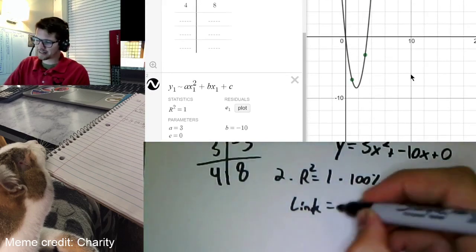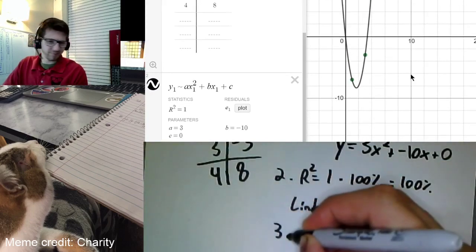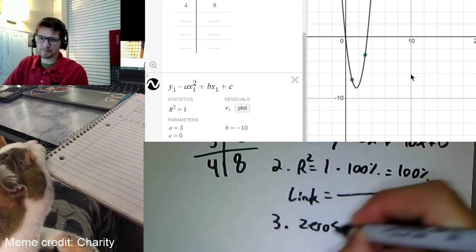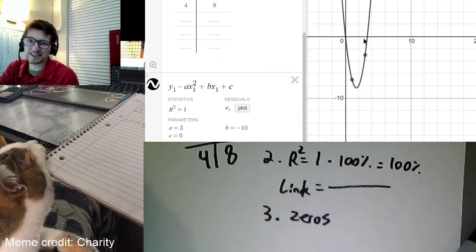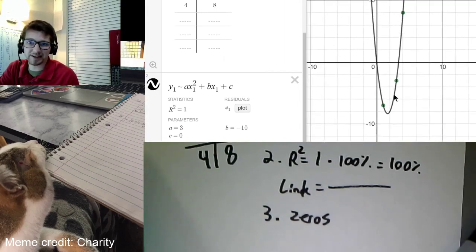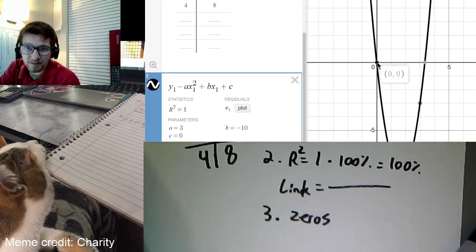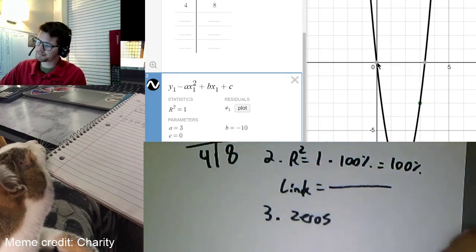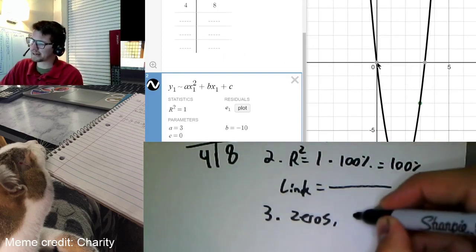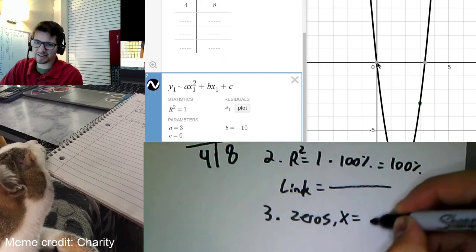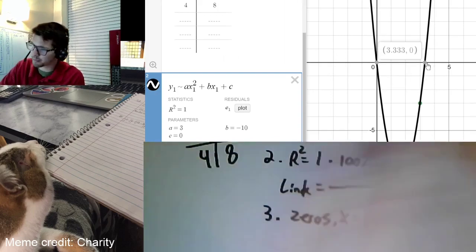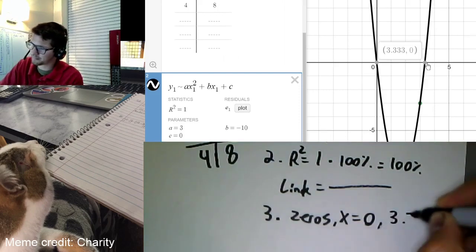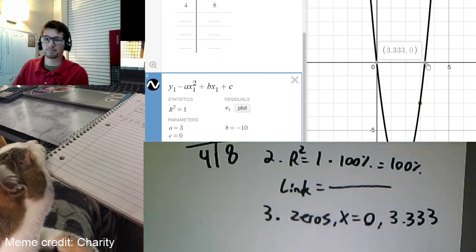Next thing I need to find are my zeros. How do I find those? On Desmos, I look for where the graph is hitting the x-axis. It goes bam and bam. That one is 0, 0. So the x value of that is 0. What's the x value of this one? Looks like it's 3.333. There's my zeros.